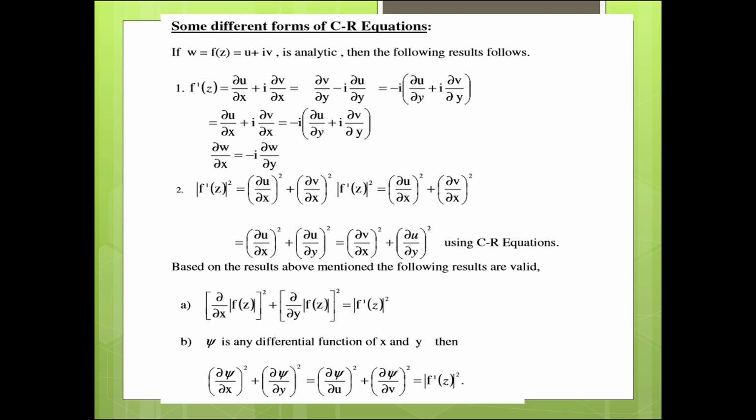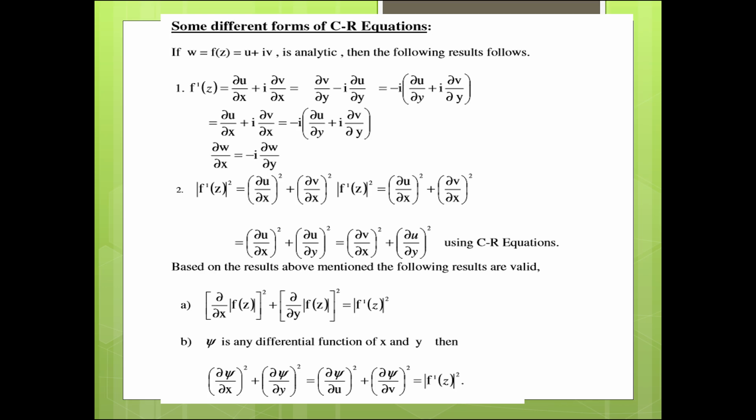Next one, modulus of f dash of z whole square equal to dou u by dou x whole square plus dou v by dou x whole square, and modulus of f dash of z whole square is also equal to dou v by dou y whole square plus dou u by dou y whole square, using CR equations.